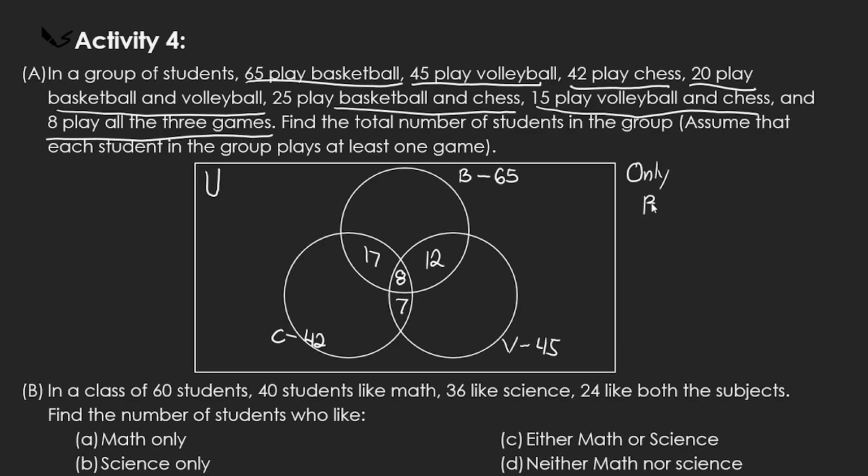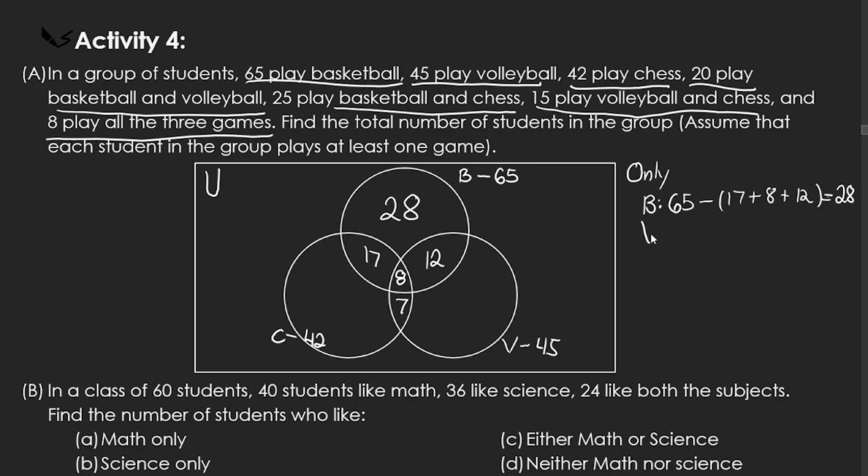Those who play basketball only, we simply take the total number of those who play basketball and take away those who are playing other sports. Those who play volleyball and basketball, those who play basketball, chess, and volleyball, and those who play basketball and chess. And this gives us 28. Those are the ones who are only playing basketball.